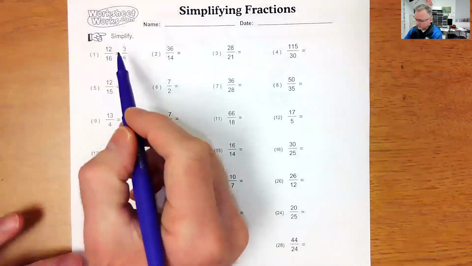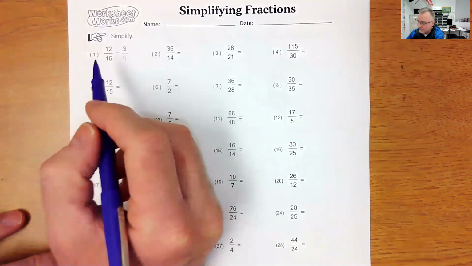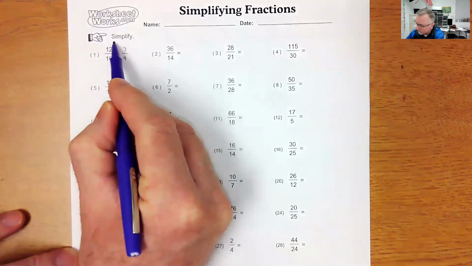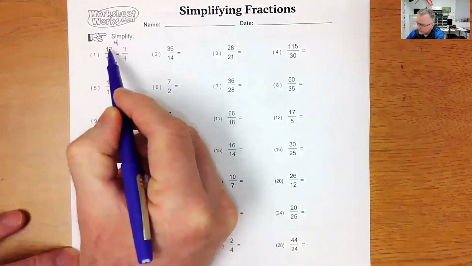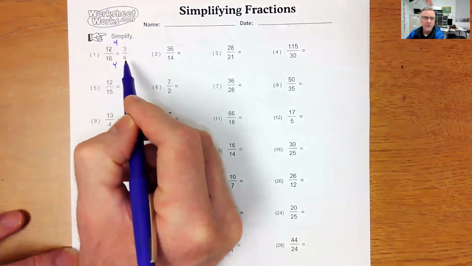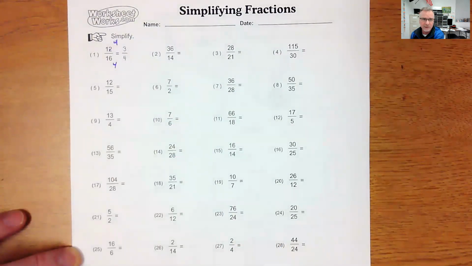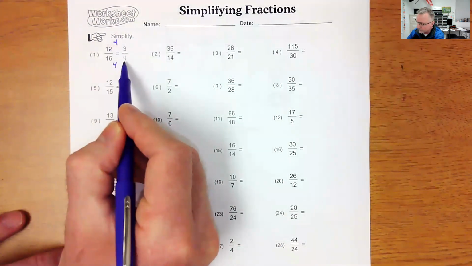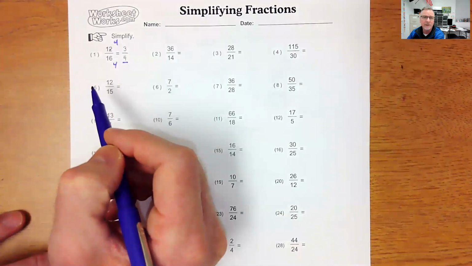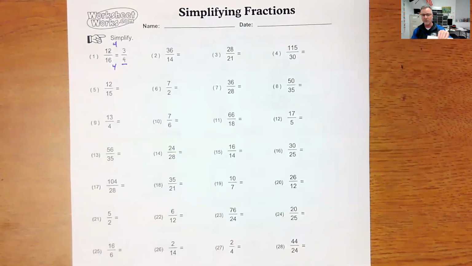If you look at our sample, 12/16 reduces to 3/4 because the GCF of 12 and 16 is 4. 12 divided by 4 is 3. 16 divided by 4 is 4. So find the GCF of all of the fractions. This is a proper fraction, so it's just going to reduce to a proper fraction. We have other items such as 36/14. That's going to reduce to something a little bit different.